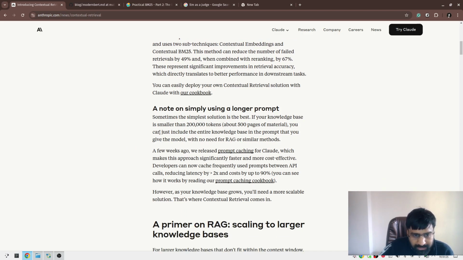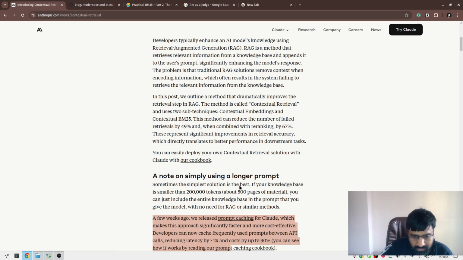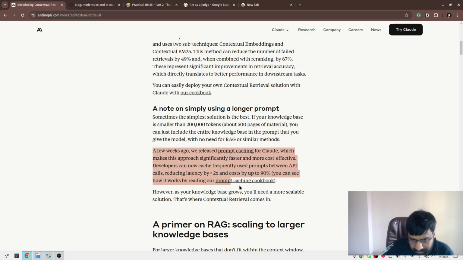So first thing, as I already mentioned, they have also written that sometimes the simplest solution is the best. If your knowledge base is smaller than a certain number of tokens, you can just include your entire knowledge base in the prompt. As I mentioned, RAGs are important when you have a lot of data, because you can't put all the data in one prompt. But if your data is less, then you can definitely use a prompt, and people have also launched prompt caching, etc., that you can use to reduce your cost. So that is one point.